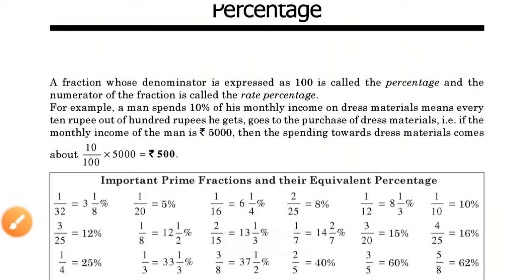A fraction whose denominator is expressed as 100 is called the percentage, and the numerator of the fraction is called the rate percentage. For example, a man spends 10% of his monthly income on dress materials, meaning every 10 rupees out of 100 rupees he gets goes to the purchase of dress materials. That is, if the monthly income of the man is 5,000 rupees, then the spending on dress materials comes to 10 over 100 into 5,000, which gives us 500 rupees.